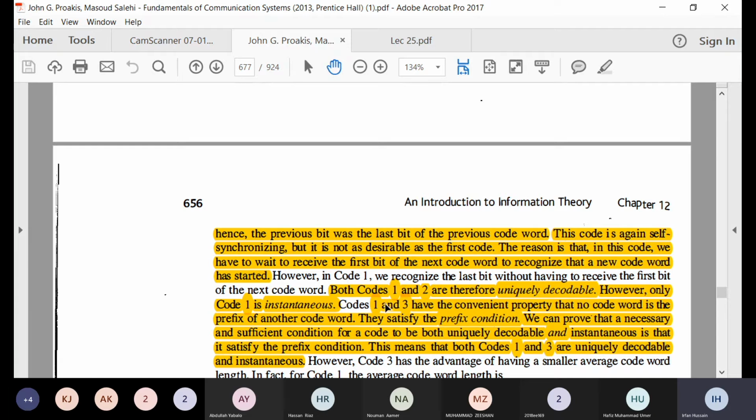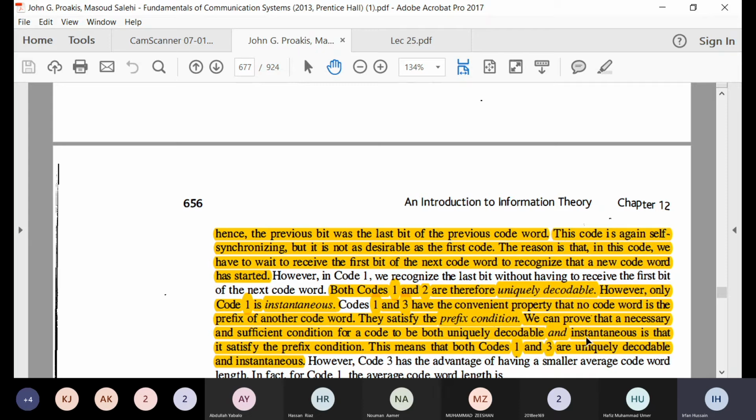Then we have code 3. Code 1 and 3 satisfy the property that none of them is a prefix of another code word. So they satisfy the prefix condition. When they satisfy the prefix condition, they both become uniquely decodable and instantaneous. So they are self-synchronizing, and you can decide instantaneously, because this is a unique code. This is not in any other. So this will be the code, and hence I decide that this is my output.